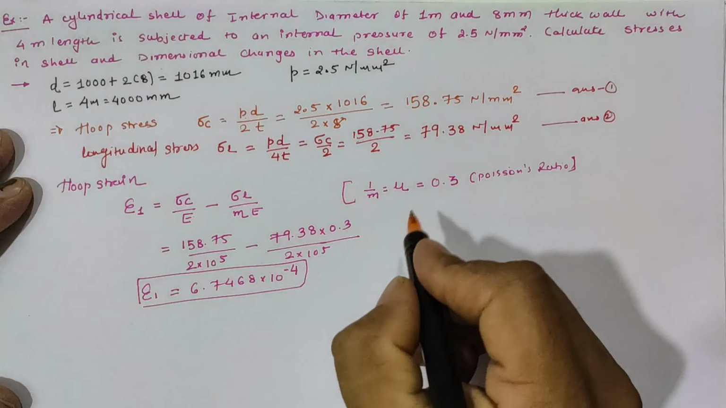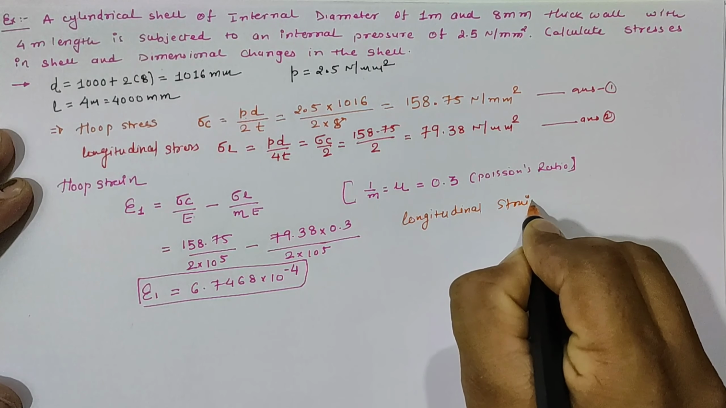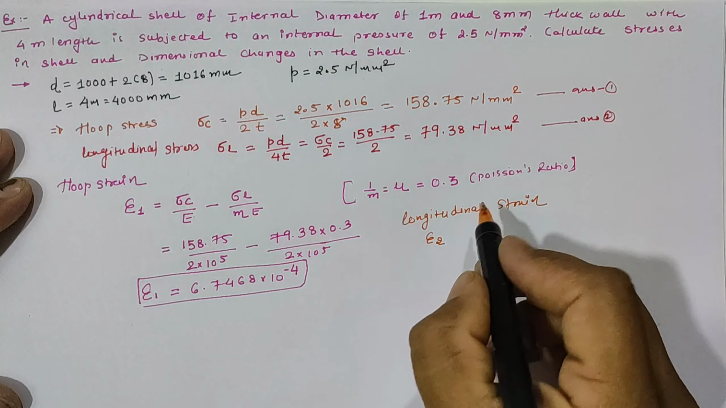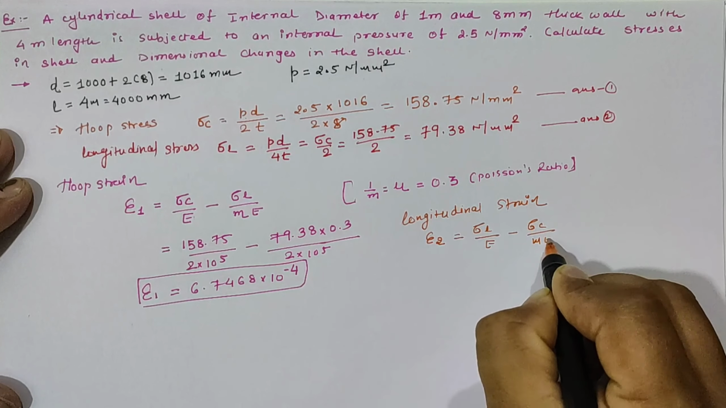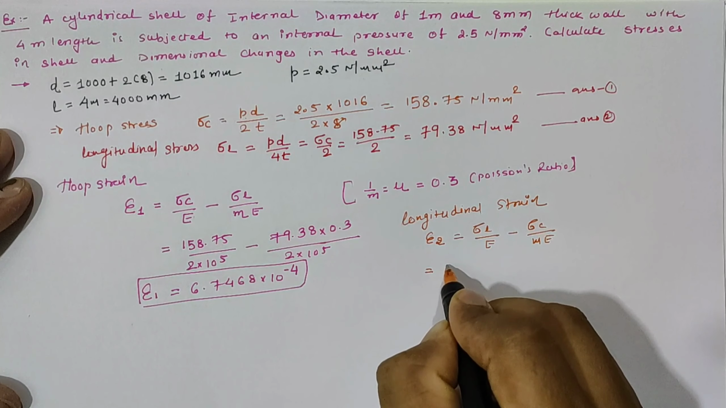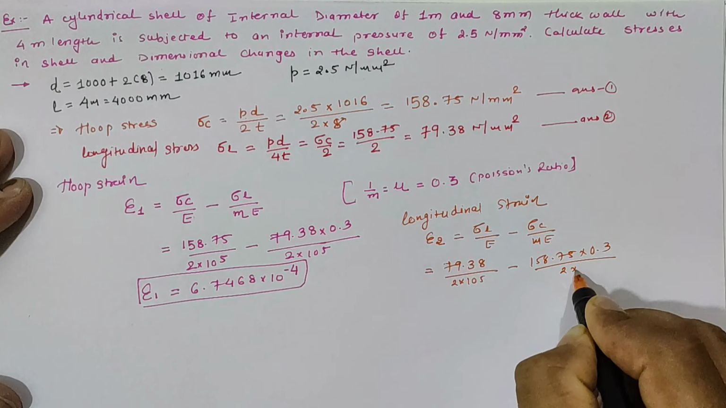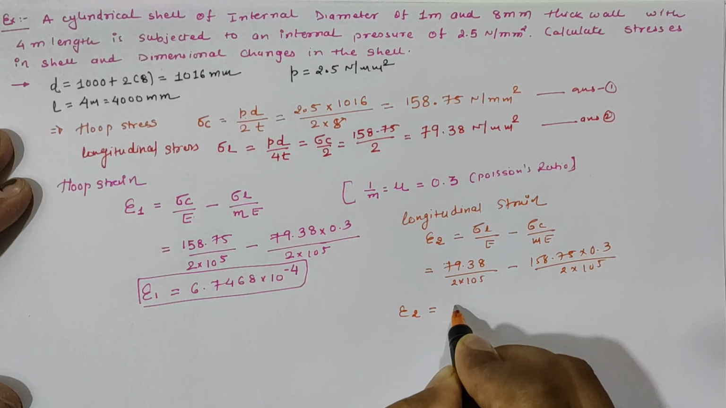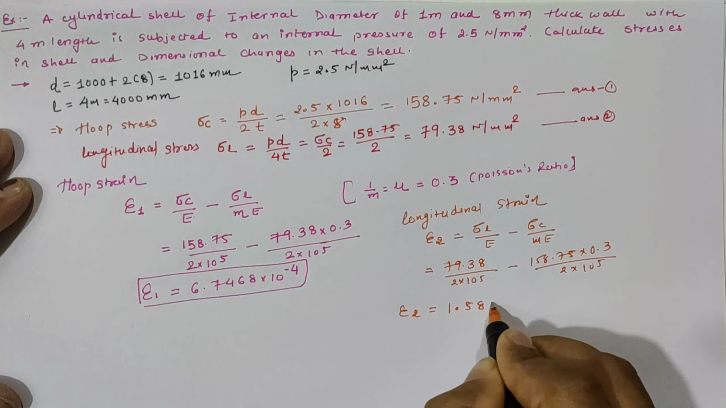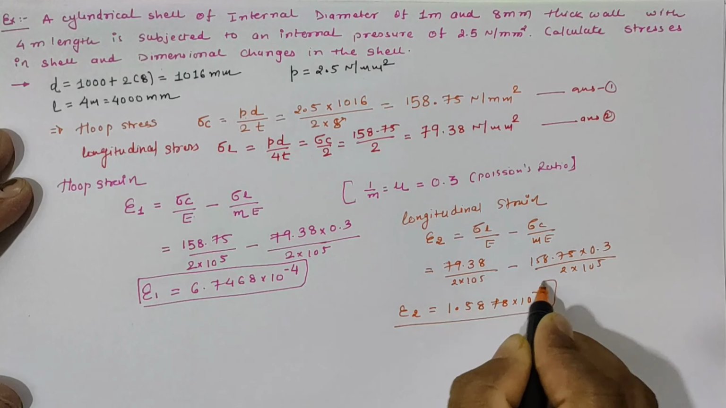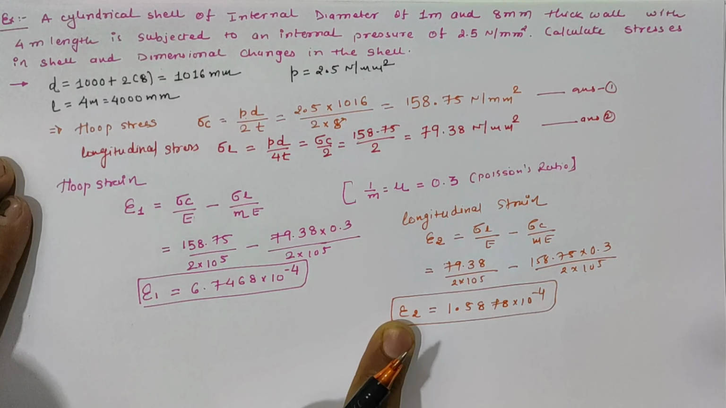Similarly, if we calculate the longitudinal strain, the equation for longitudinal strain is e2, which is equal to sigma L by E minus sigma c by m into E. Now let us put all the values. So our value for longitudinal strain e2 is 1.5878 into 10 raised to minus 4. So according to the calculation, we have hoop strain and longitudinal strain as e1 and e2.